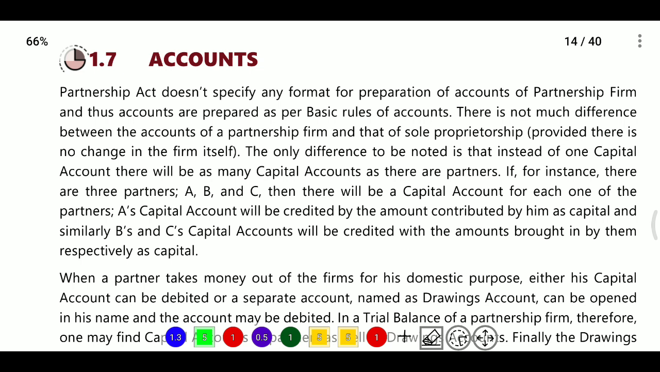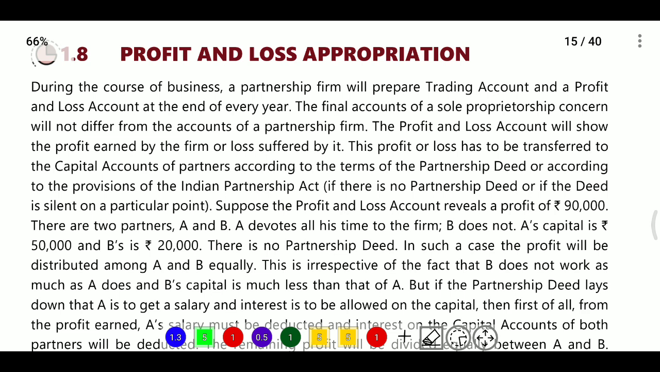Next, reconstitution. Reconstitution means admission, retirement, and death of partners. Now, different scenarios like admission, retirement, death of partners will impact the partnership. Then they will reconstitute the partnership. Now, another statement in partnership accounts. Normally we prepare a profit and loss account, but here additionally we will prepare a profit and loss appropriation account. What is this profit and loss account? What is this profit and loss appropriation account?